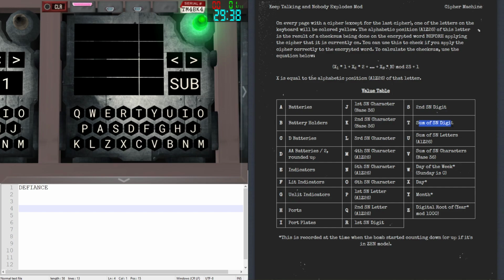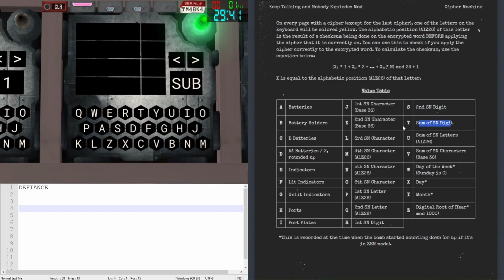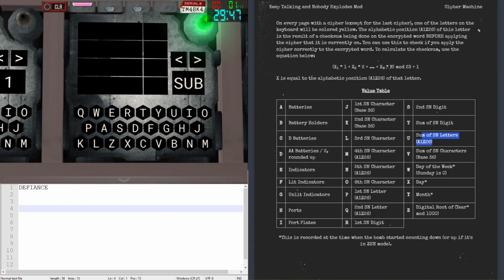Then you can also have a sum of the serial number digits, so this would be 8. Sum of the serial number letters, which is a little bit trickier for me, so it's going to be 20 plus Mike is 13. This would be 33. Plus Kilo, which is 11, makes it 44, plus Bravo's 2 is 46. And then the sum of the serial number characters altogether, base 36, is definitely a lot trickier.